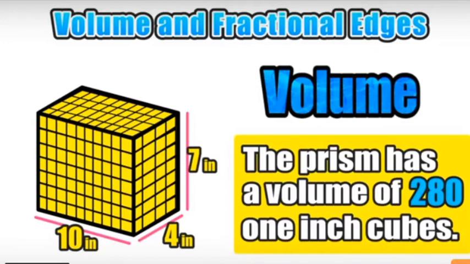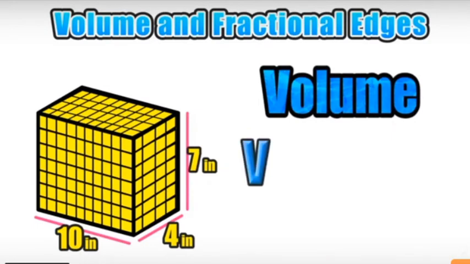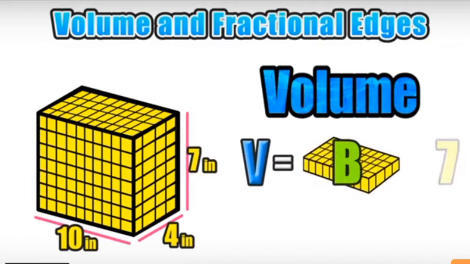So now let's go back to thinking about some of those general rules that apply to finding the volume of a rectangular prism. So in that last example, we found volume by first figuring out the number of cubes in the base layer and then multiplying that value by 7, which represented the height of the figure.